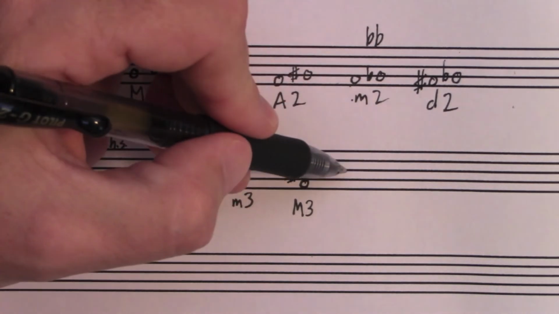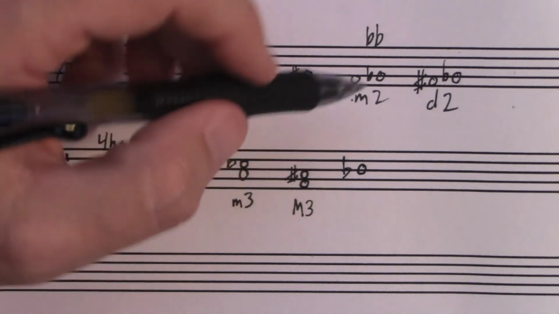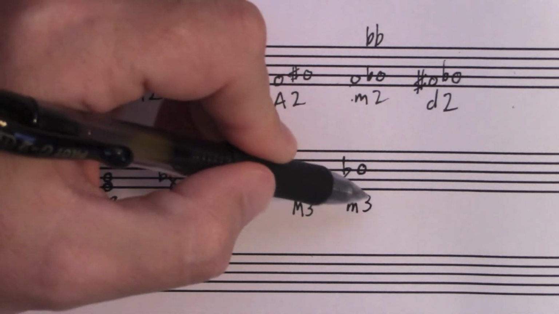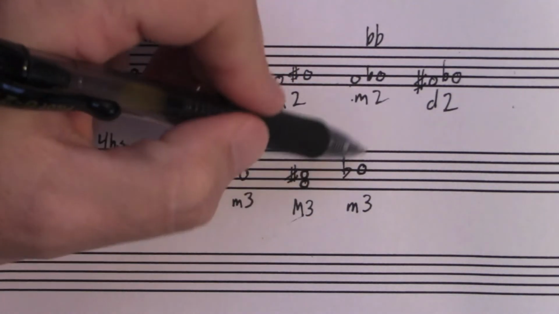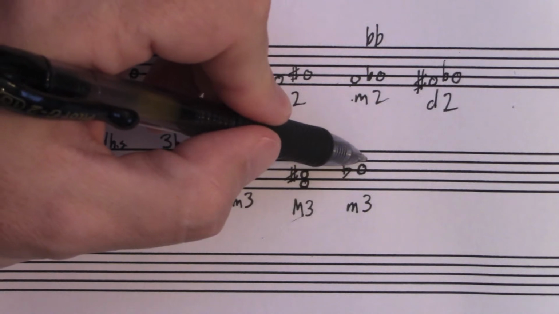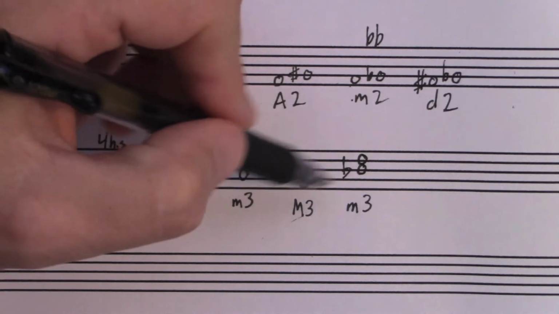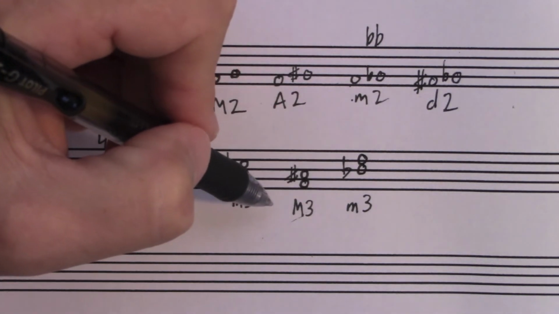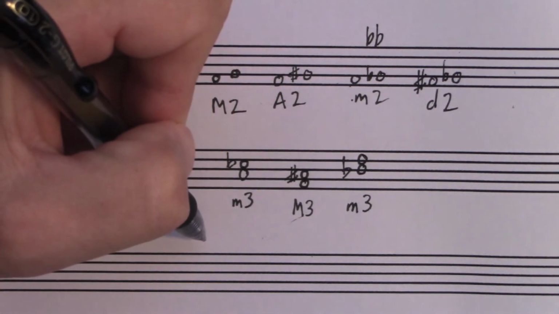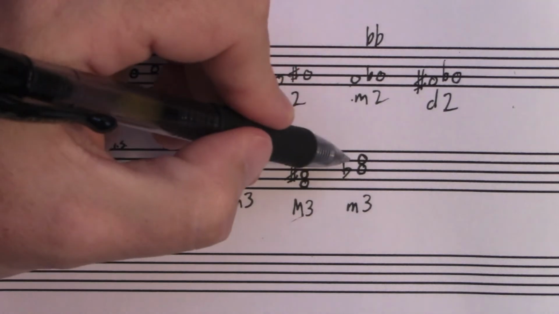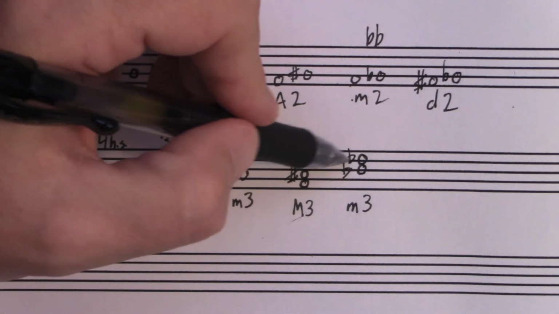Oh, here's a good one. Let's start with a D flat. And we want a minor third. Well, it's a third, so what letter is it going to be? D, E, F. It will be an F. As written, D flat to F, what is that interval? Or how many half steps is it? That's 4 half steps. We need 3, so we flat the F. There is our minor third on D flat.